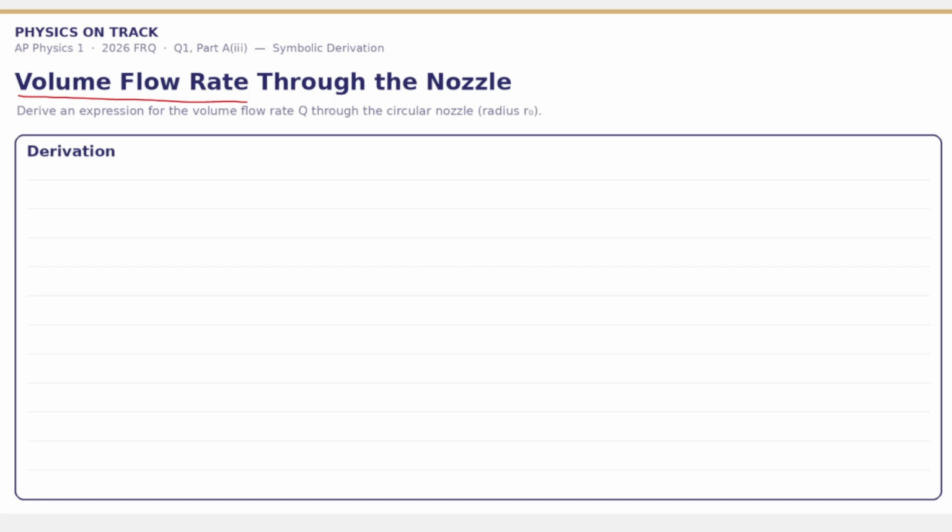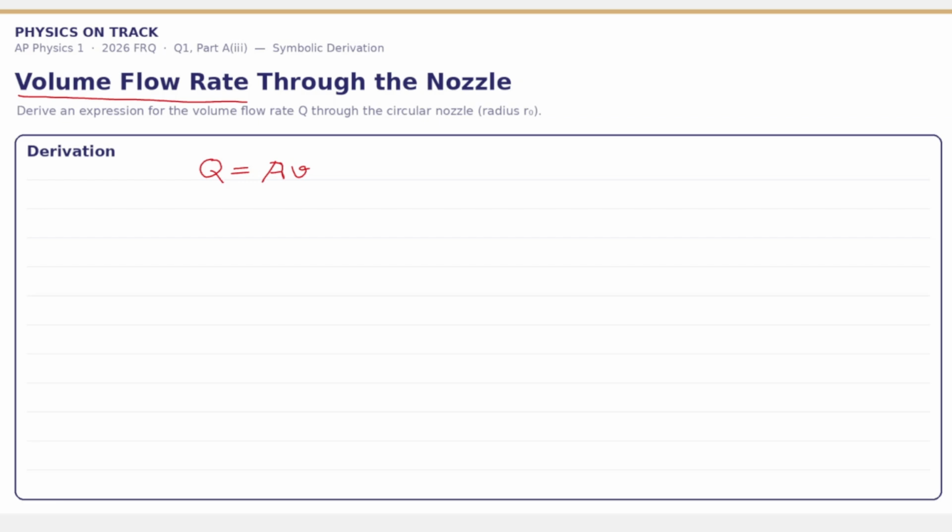So the volume flow rate, you can start with volume flow rate Q is equal to the area of cross section of the nozzle, because the water is coming out of the nozzle here, times the velocity of the water coming out. And remember, we calculated the velocity of the water coming out in part A2. So this problem is actually testing you if you can connect what you found in the previous part to the next part.